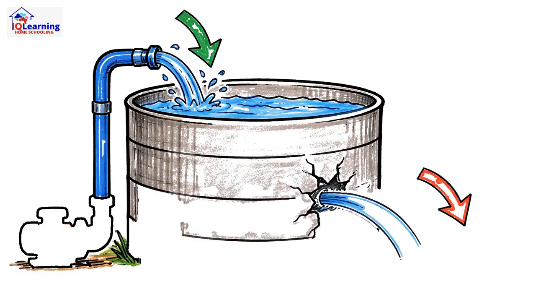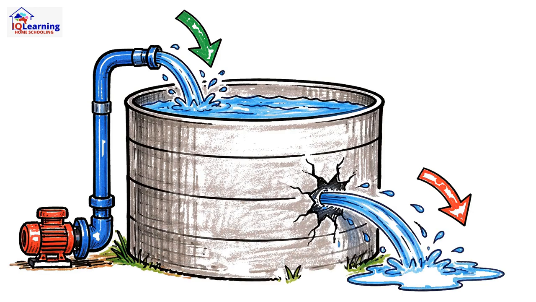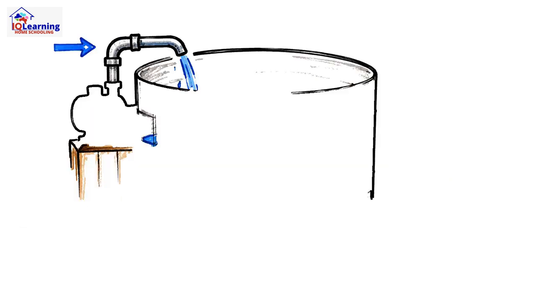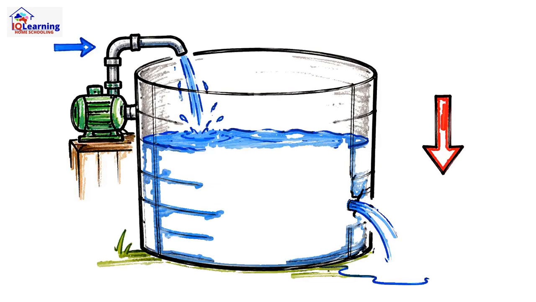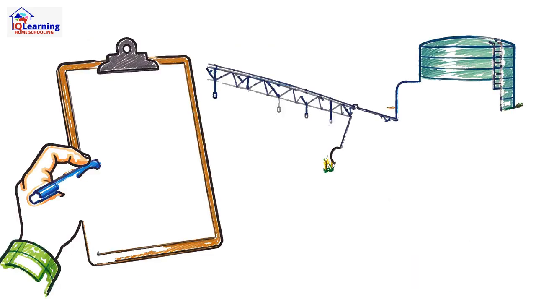Imagine a huge 1,000-liter farm tank. A pump adds 3 liters an hour, but a crack leaks 5 liters an hour. The net rate is -2. Despite the pump running, the tank is slowly losing water. These same ideas scale up massively.